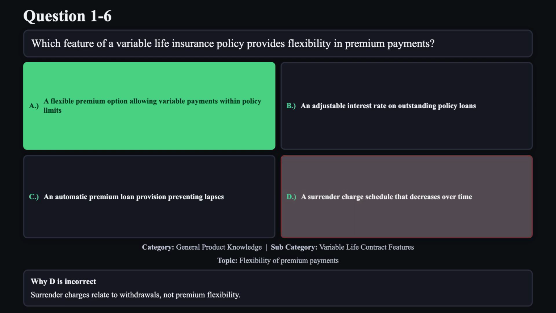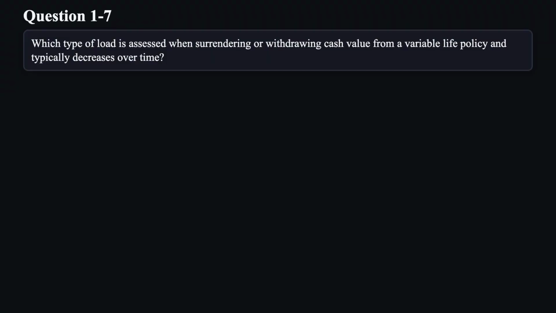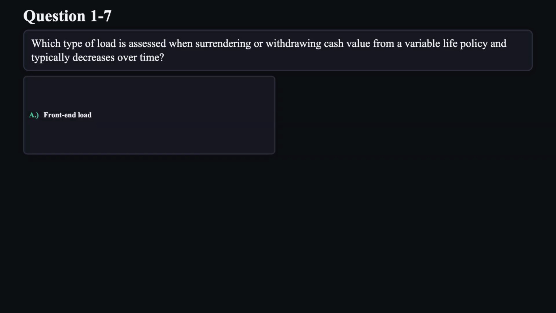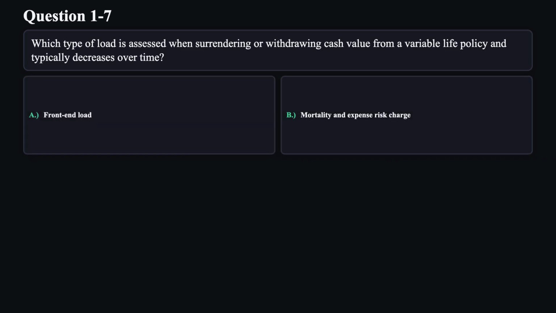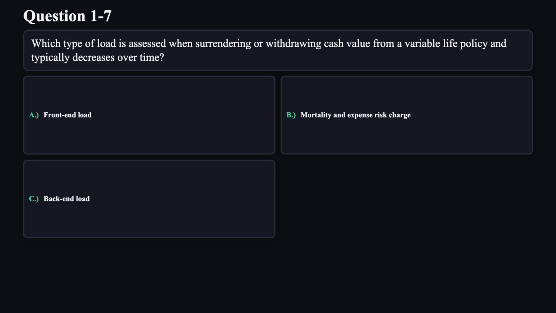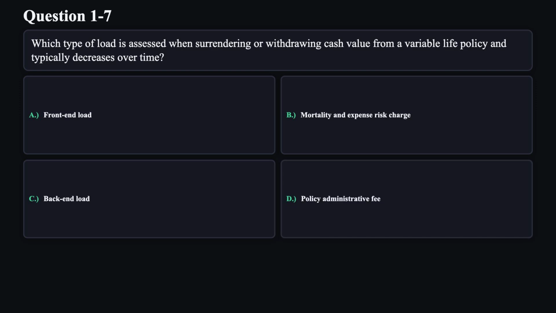Reason D is not correct. Surrender charges relate to withdrawals, not premium flexibility. Question 7. Which type of load is assessed when surrendering or withdrawing cash value from a variable life policy and typically decreases over time? A. Front-end load. B. Mortality and expense risk charge. C. Back-end load. D. Policy administrative fee.